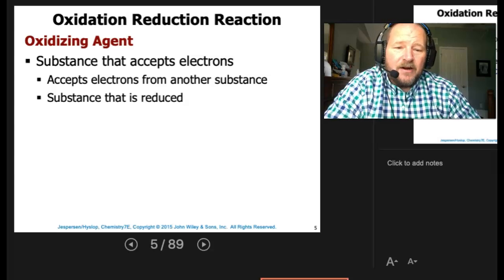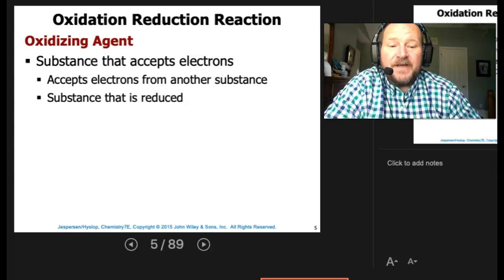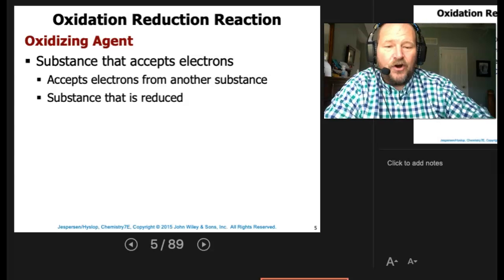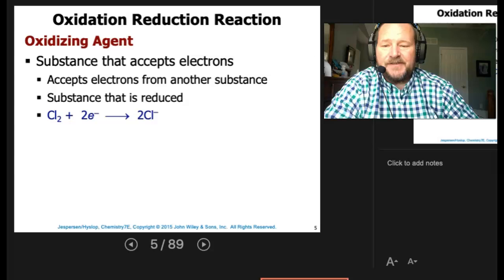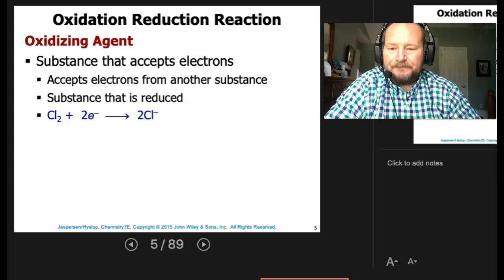So if we look back at our previous reaction, we had sodium and chlorine. Chlorine was the one that accepted the electrons. That means it would be the oxidizing agent. So it's not actually undergoing oxidation, it's causing the oxidation in something else. So the chlorine plus 2 electrons was reduced, and so it was the oxidizing agent.